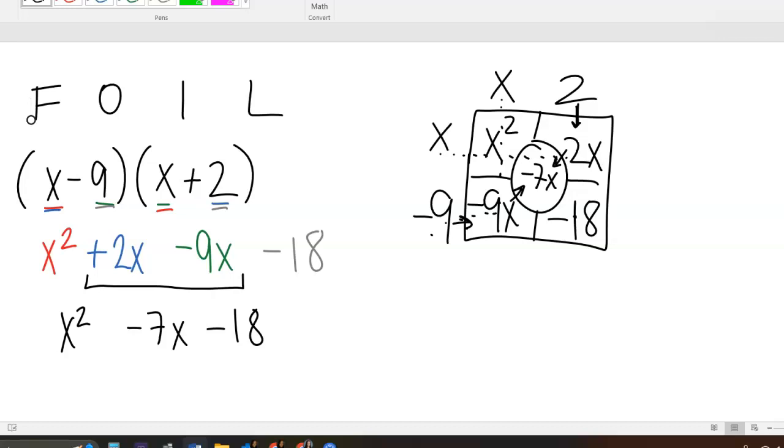And you can see on the diagonal, we have our answer. That was the same as the FOIL method. We have our x squared, we have our negative 7x, and we have our negative 18. I'm going to show you a couple more options with this model.